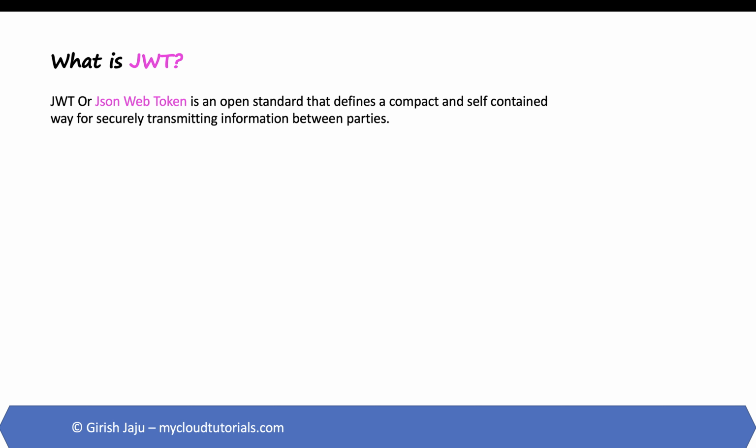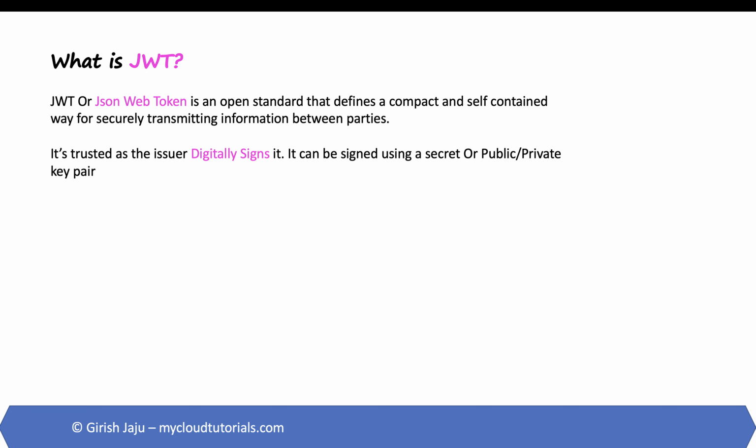What is JWT? JWT is a short form for JSON Web Token, and it's an open standard that defines a compact and self-contained way of securing and transmitting information between parties. It is trusted because the issuer, like our server, digitally signs it. It can be signed using a secret, which is what we will see in the demo, or a public or private key pair.